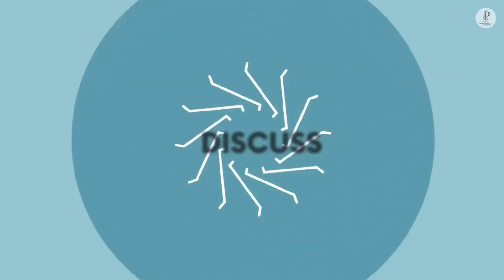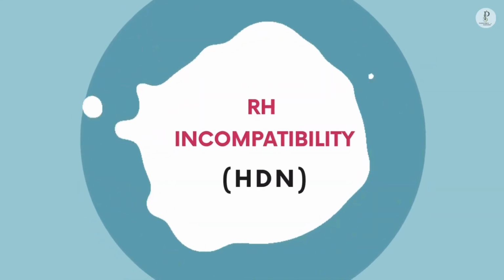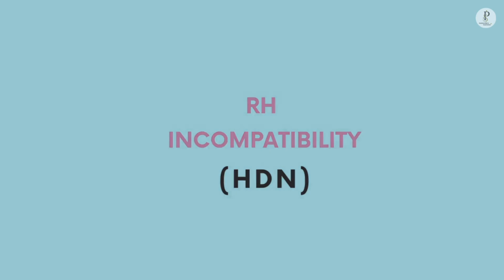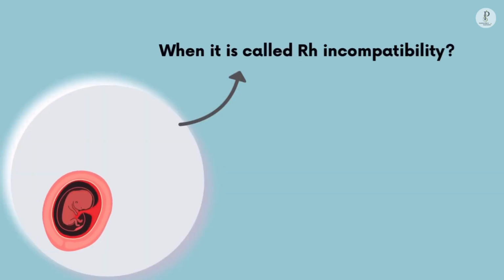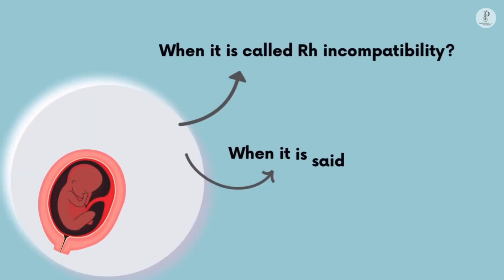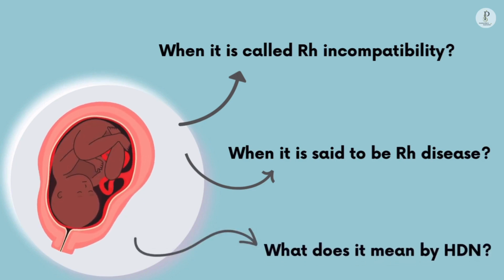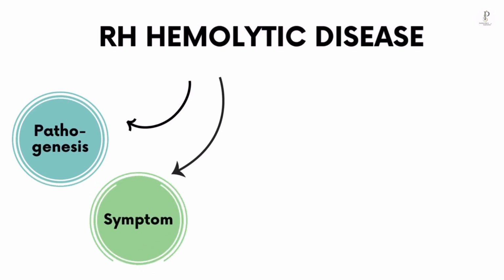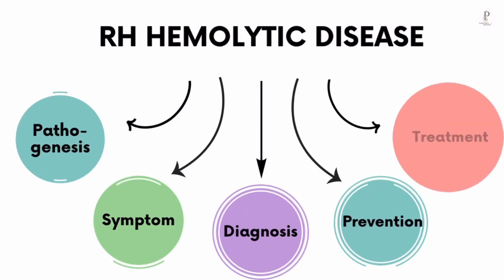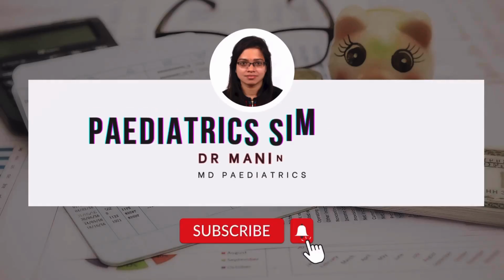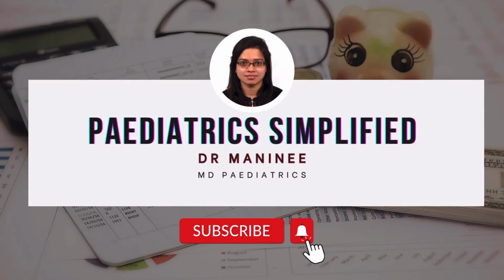Today we will discuss Rh incompatibility and HDN. When is it called Rh incompatibility? When is it said to be Rh disease? What does HDN mean? Pathogenesis, symptoms, diagnosis, prevention and treatment of Rh hemolytic disease. Let's get started.